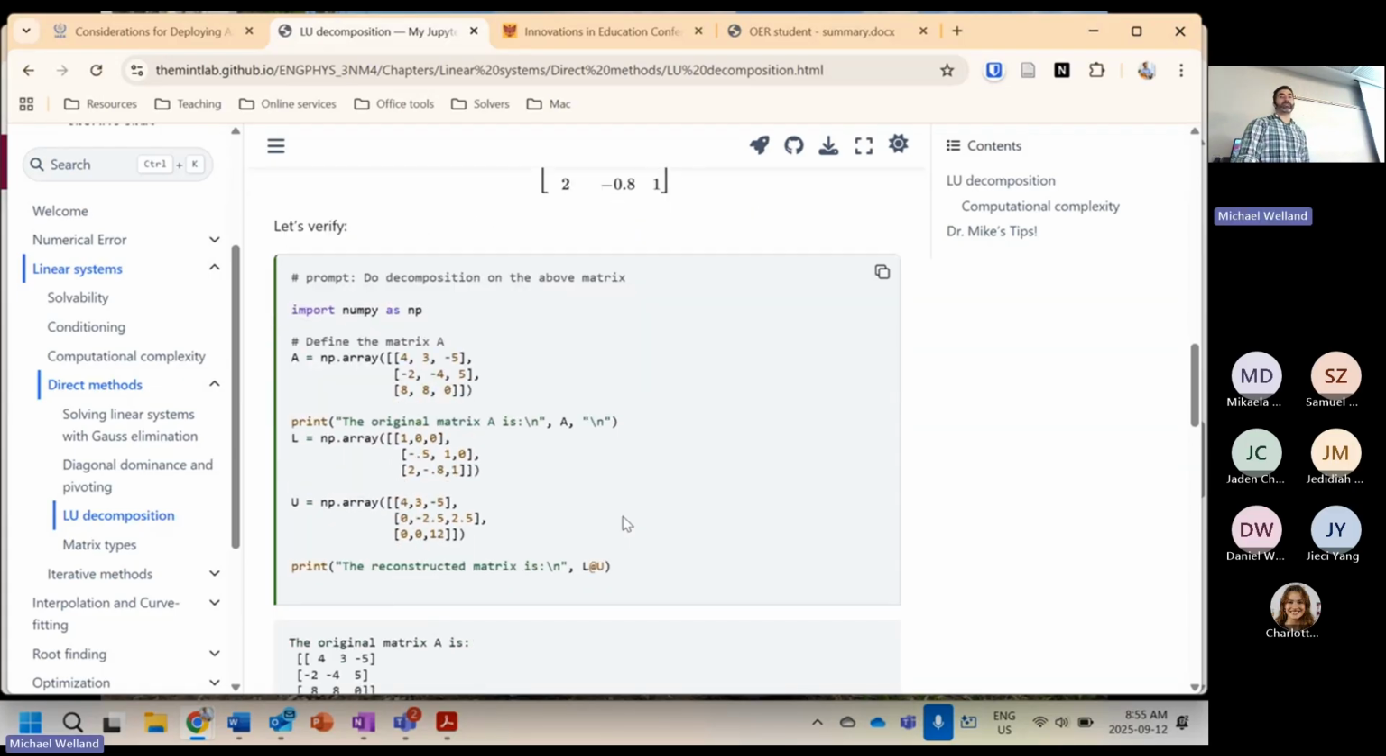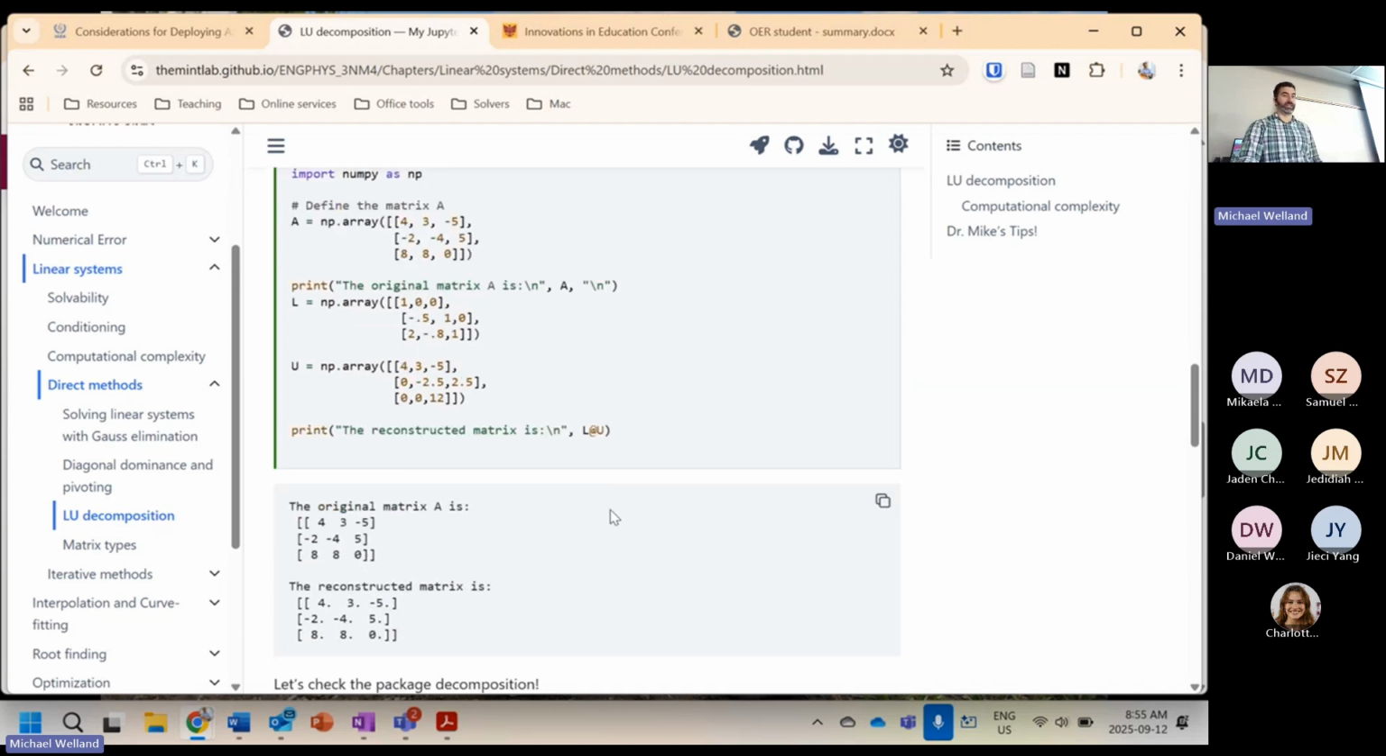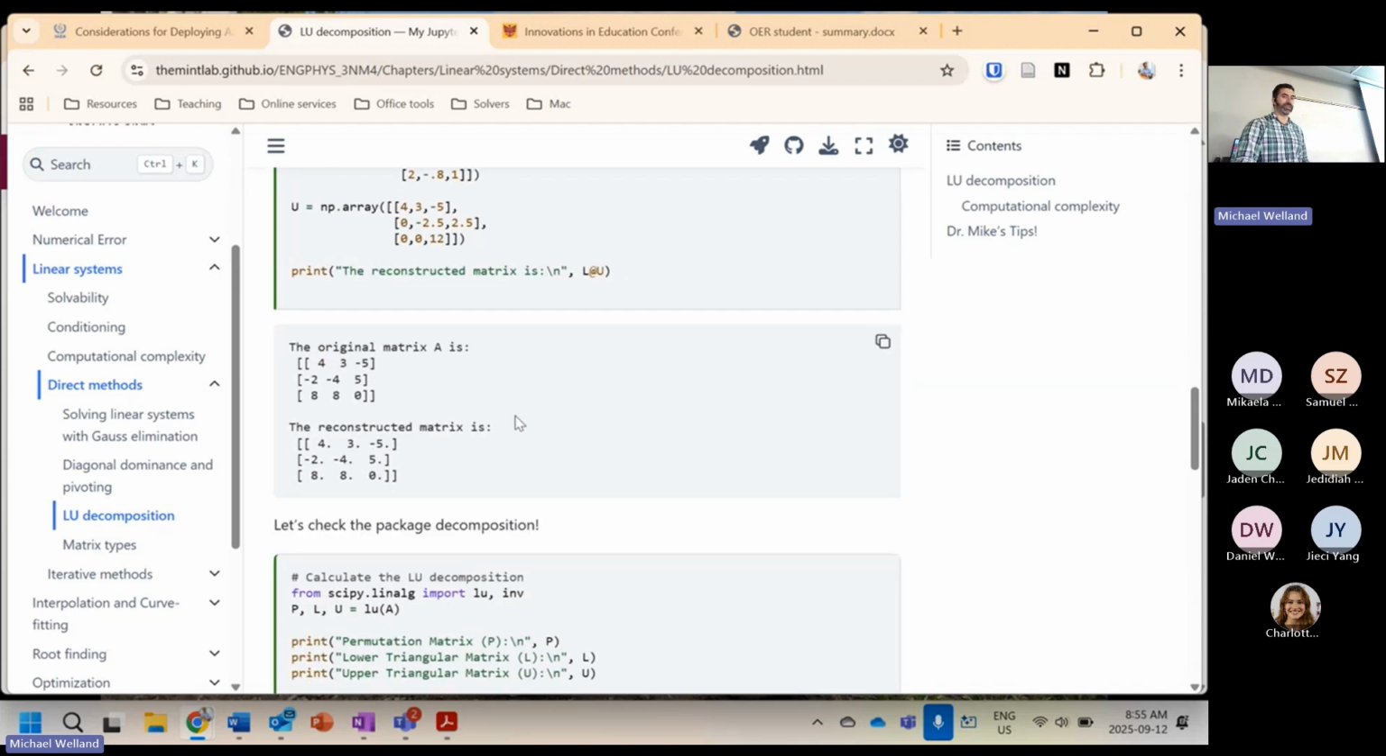We can verify this, by the way. If you don't believe me, just plug in the original matrix. These are the L and the U that we calculated with Gaussian elimination. And sure enough, yes, it does reconstruct it.